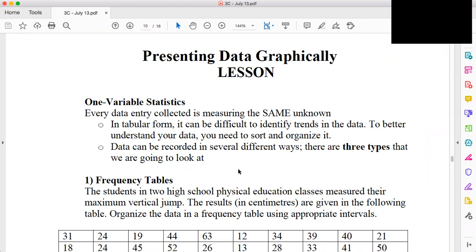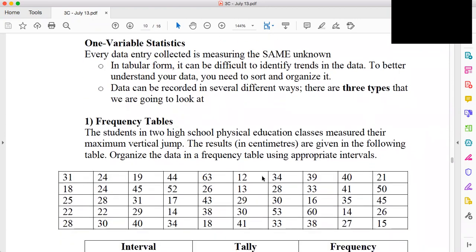So when we look at this, we have one variable statistic. Every data entry collected is measuring the same unknown. So we're looking for the same answer, the same question. In tabular form, it can be difficult to identify trends in the data. So you need to sort it and organize it. When you're looking at this tabular form, it's super disorganized. You can't look at that and be like, oh yeah, more people like this than that. It just needs to be sorted and organized.